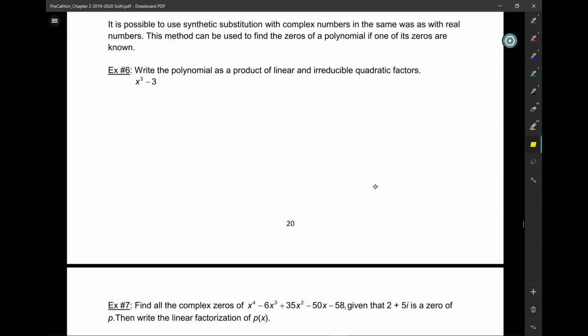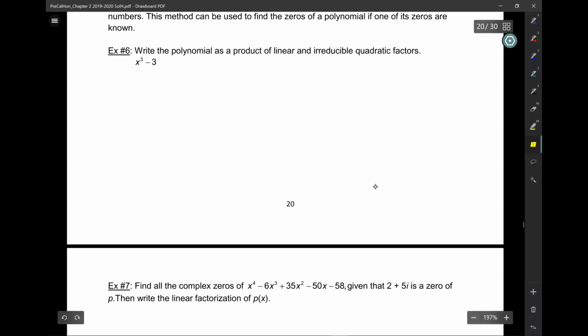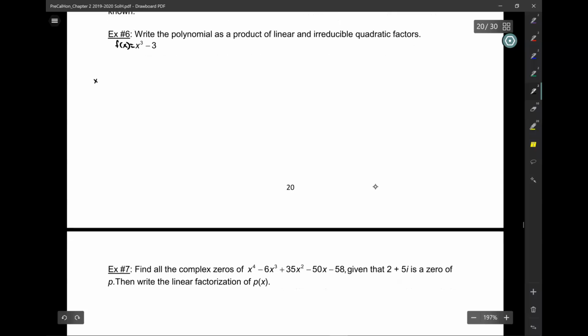What is a zero of this function? You know what? Let's make this f of x. The cube root of 3, right? So let's take this one, set it equal to 0. x cubed is 3. x is the cube root of 3. That's a zero. That's fine. But that's not what I want. I want to write it as a series of factors.